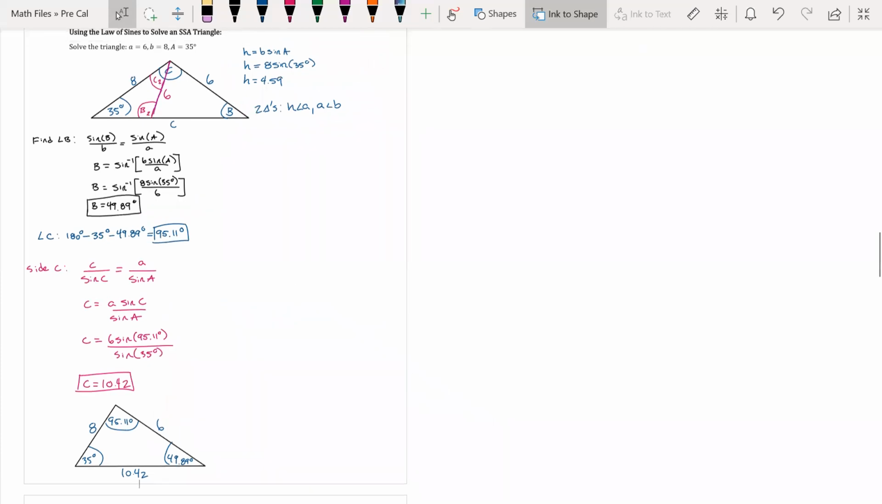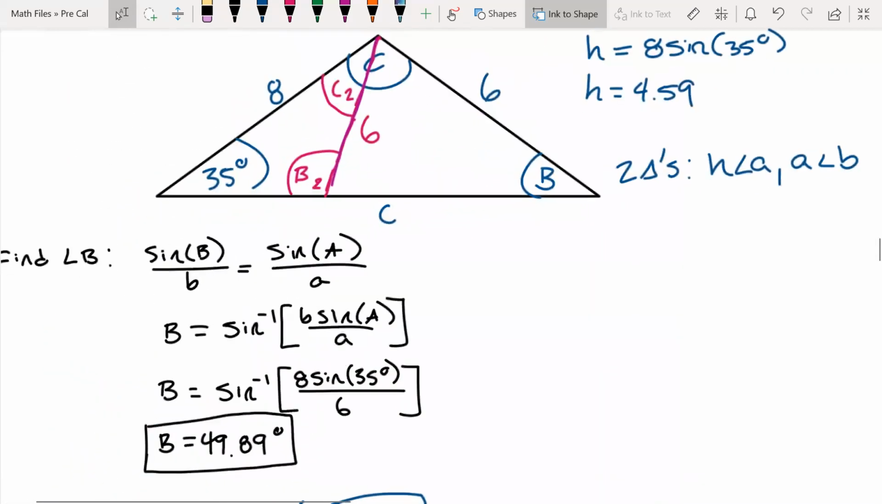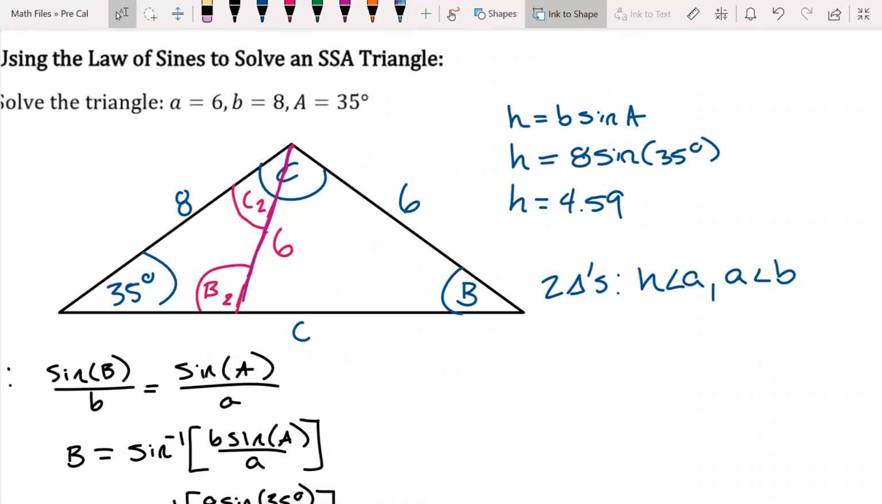And now let's solve for the inner triangle, or the second triangle. Looking at our diagram again, one thing's for sure: angle A is 35 degrees, and side A is still 6. One thing we don't know is angle B2. And we can get that.